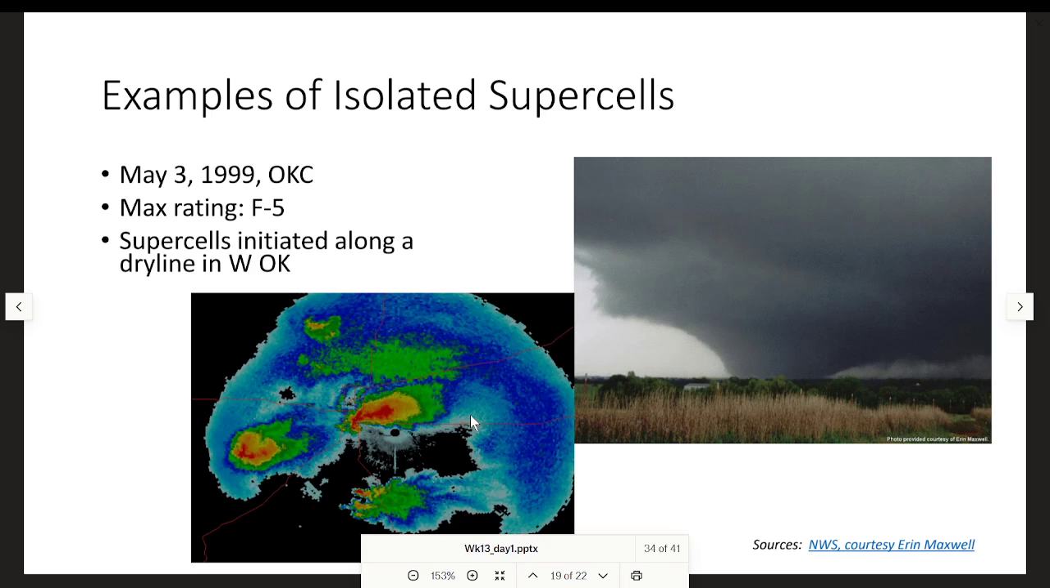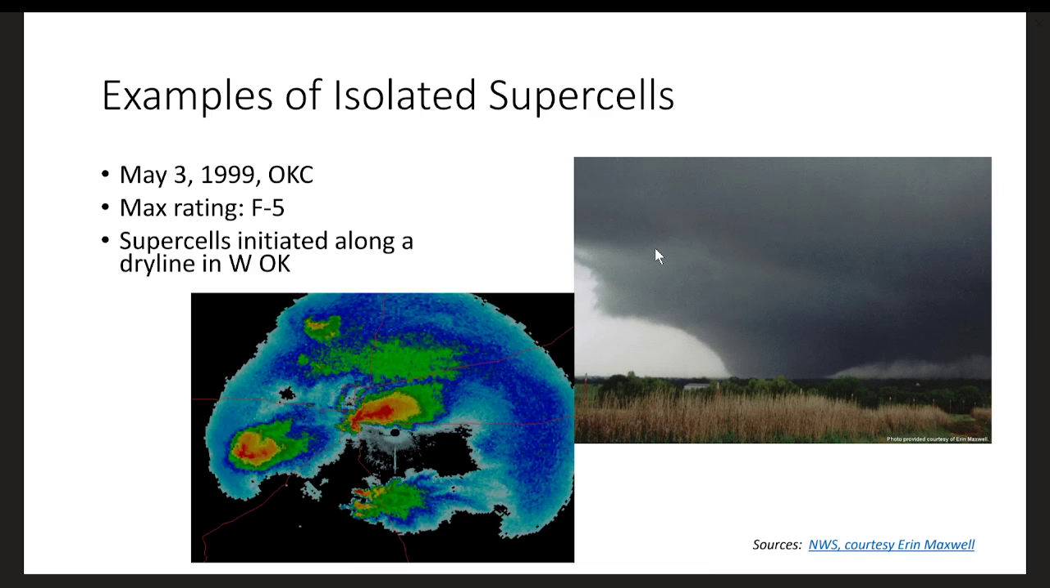Here's an example of an isolated supercell. Okay, the radar image looks a little dim. This is in Oklahoma City. Okay, this was in 1999. So this was an F5. This is before the enhanced Fujita, but it's still very powerful.